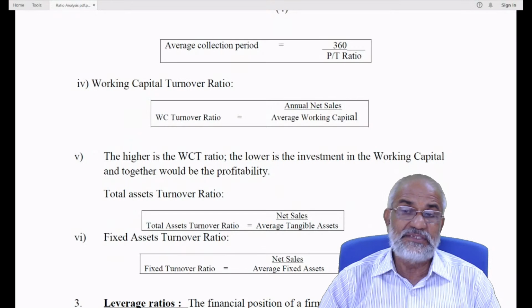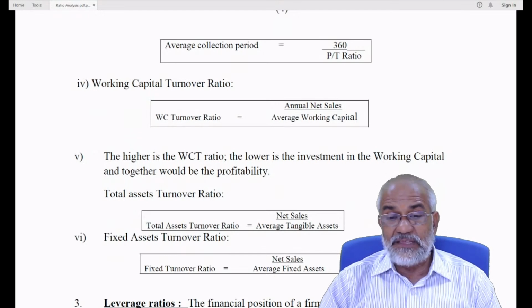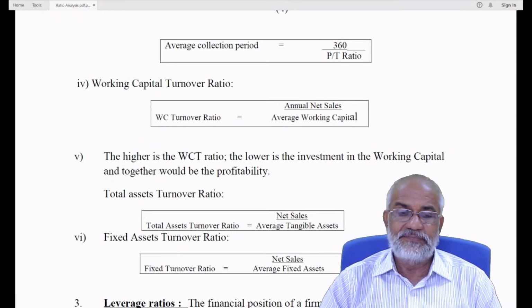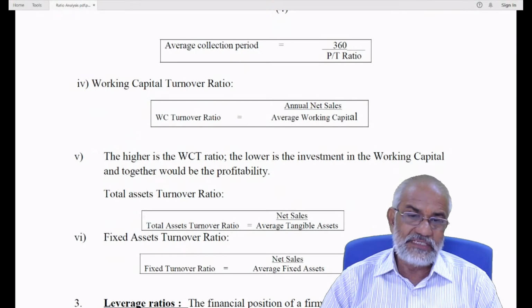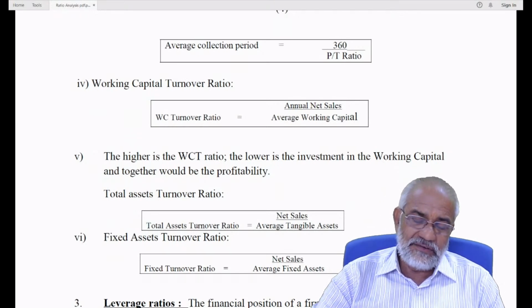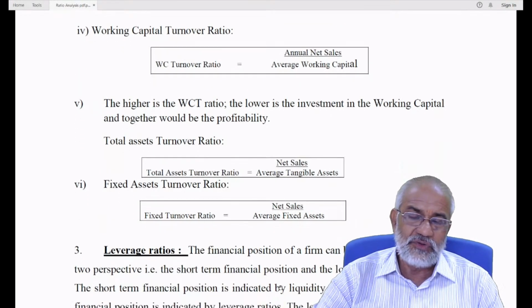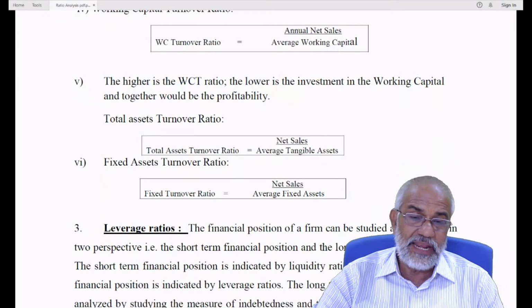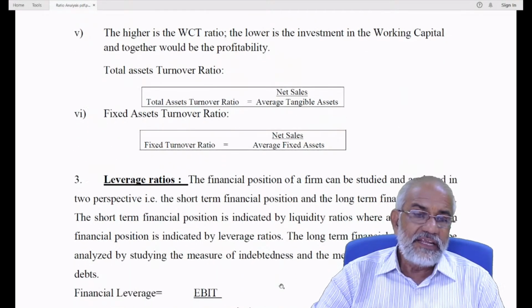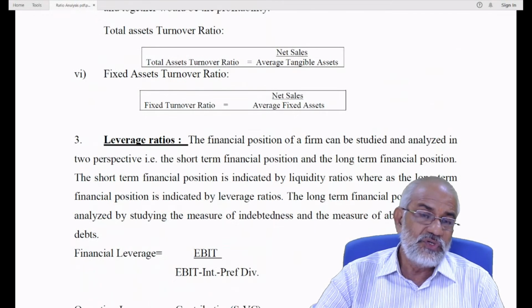And average fixed assets means fixed assets at the beginning plus fixed assets at the end, whole divided by two. So when the net sales is divided by the average fixed assets, the resultant would be the fixed assets turnover ratio. So after computing, these are the 6 ratios under the turnover category, which is otherwise called the activity ratios of the organization.